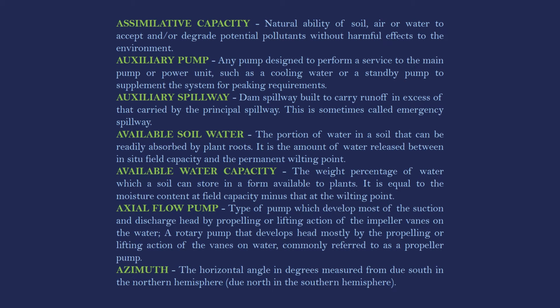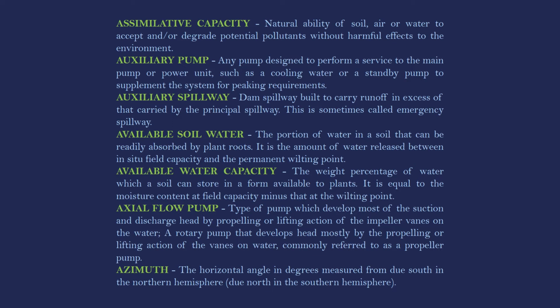Available soil water: the portion of water in a soil that can be readily absorbed by plant roots. It is the amount of water released between in situ field capacity and the permanent wilting point. Available water capacity: the weight percentage of water which a soil can store in a form available to plants. It is equal to the moisture content at field capacity minus that at the wilting point. Axial flow pump.